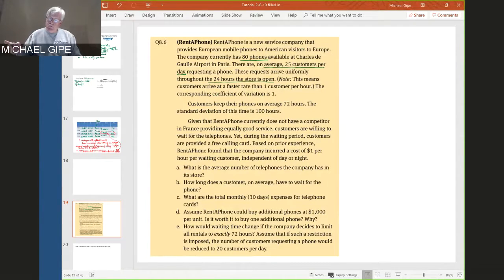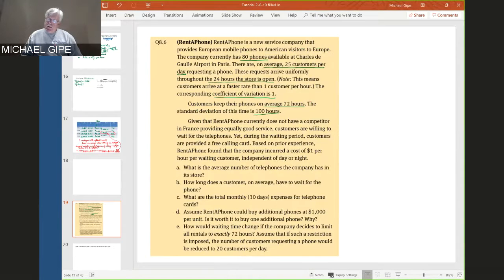And of course, 25 customers per day over 24 hours is a slightly faster rate than one customer per hour. Coefficient of variation is 1. Pretty much all of your problems are going to deal with a Poisson kind of arrival distribution, coefficient of variation of 1. Customers keep their phones on average 72 hours, and the standard deviation of this time is 100 hours. So all of these numbers kind of make sense, right?